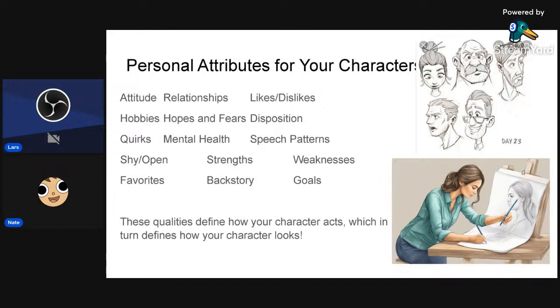Hopes and fears. You can think about how hopeful a person might look or how fearful someone might look.